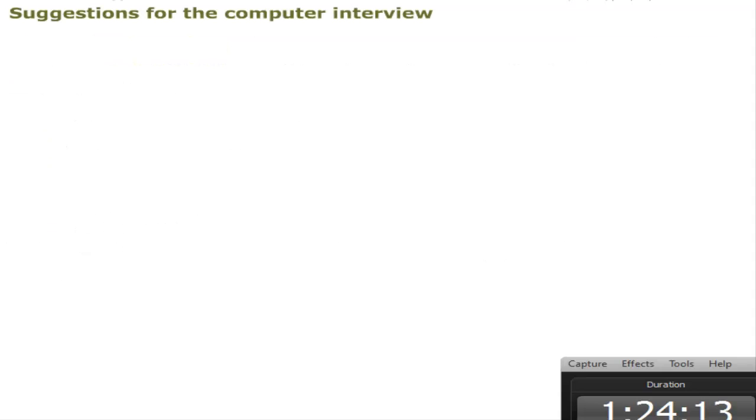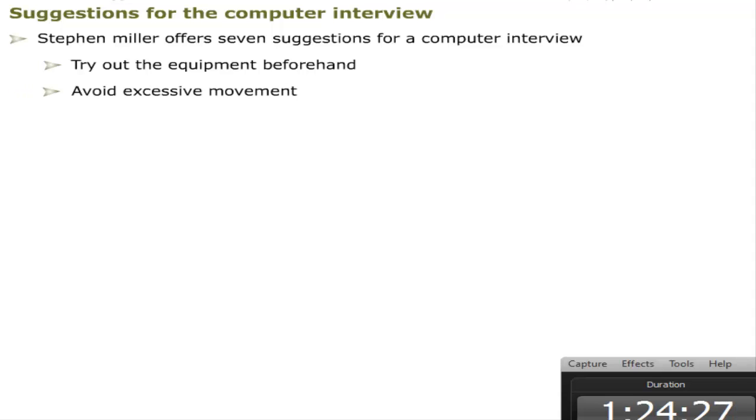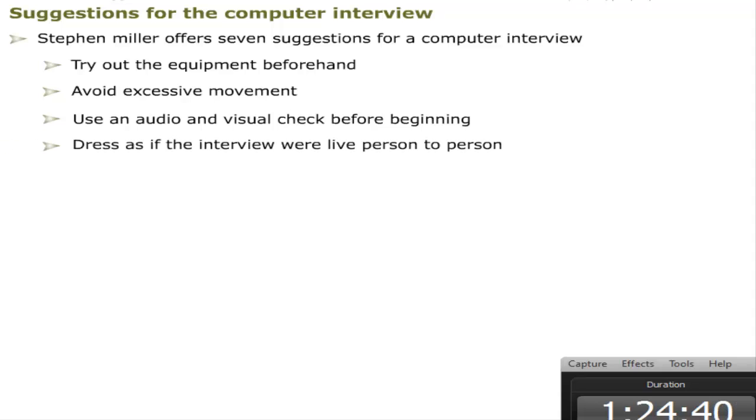Suggestions for the computer interview. Stephen Miller offers 7 suggestions for a computer interview. Try out the equipment beforehand. Avoid excessive movement. Use an audio and visual check before beginning. Dress as if the interview were live, person to person.